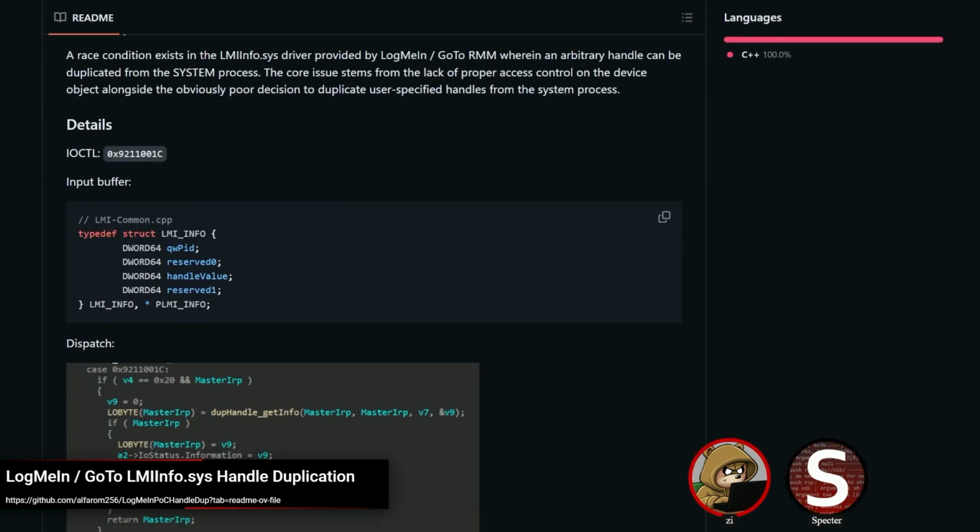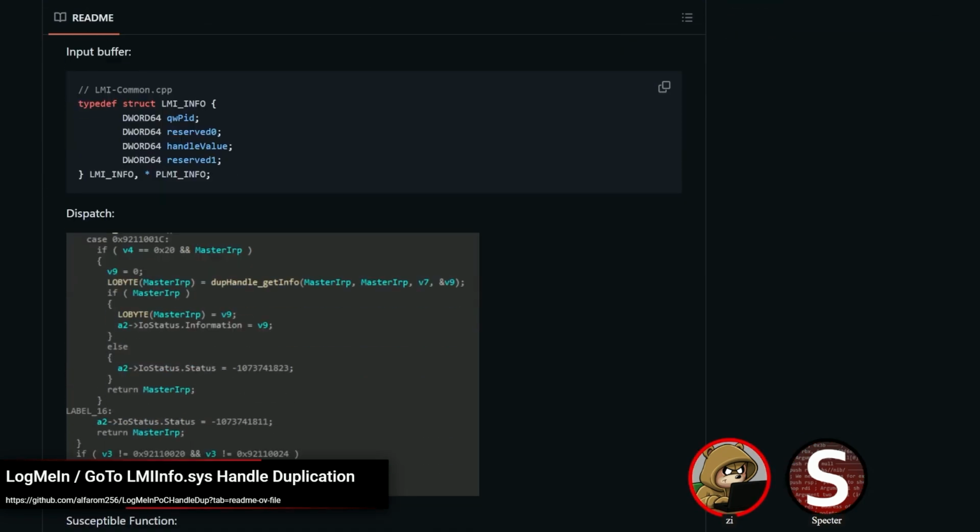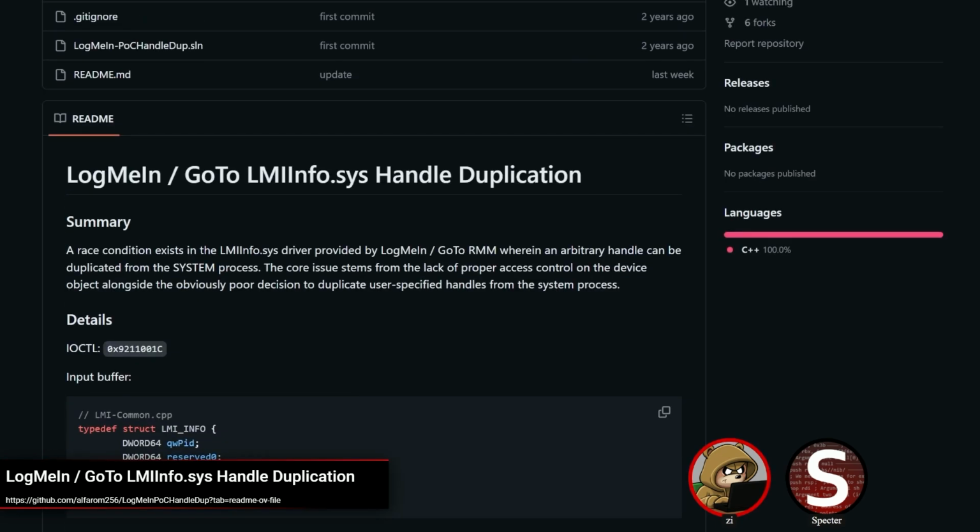I would like to know a little bit more about why they let you open the process with privilege to duplicate handles from it. That does feel like a very weird thing for them to allow. They just call it out as the obviously poor decision, in lack of proper access control, then the obviously poor decision to duplicate user specified handles, which is another thing that just feels so weird. Why are they doing this? I don't know. My guess is some legacy inherited functionality there. But it does feel very weird. It feels like a very stupid issue.